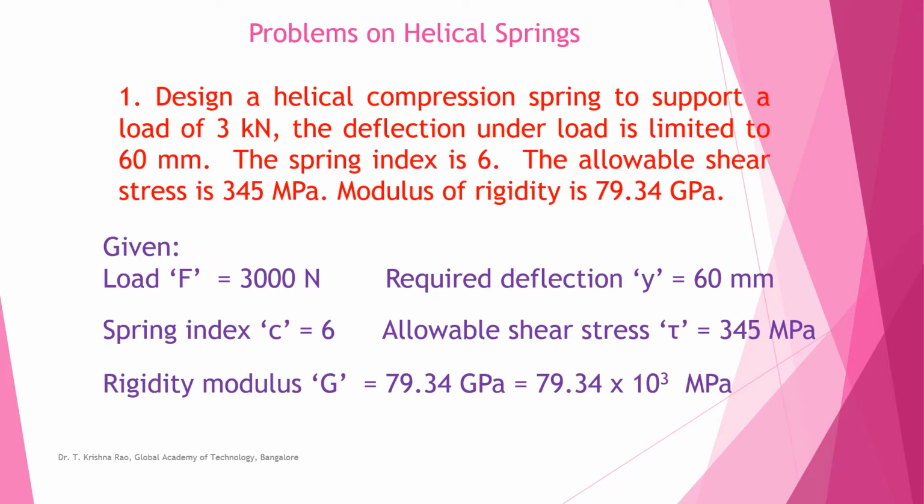We have already seen the procedure. There are 7 steps in this, and we require 5 values for the design of a spring. One is the load coming, the required deflection, the spring index, the allowable shear stress, and the rigidity modulus. These are the 5 things required for us to design any helical compression spring. At least 2 minimum things are required: what is the load coming on the spring and what is the expected deflection.